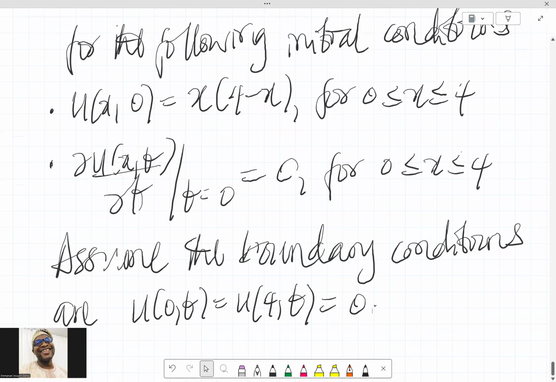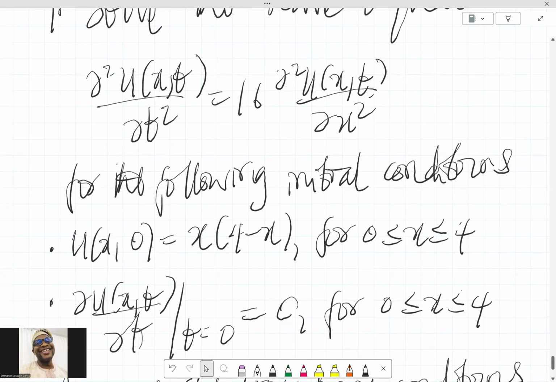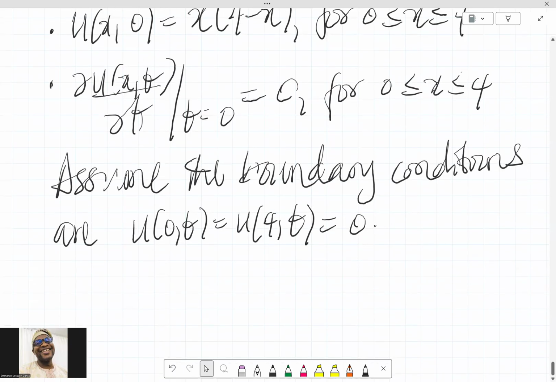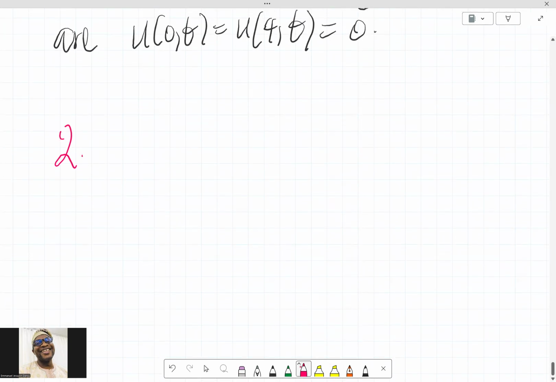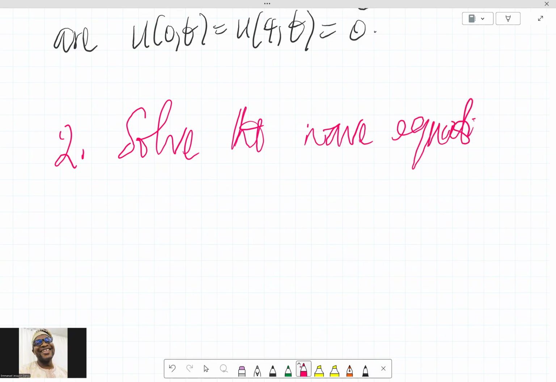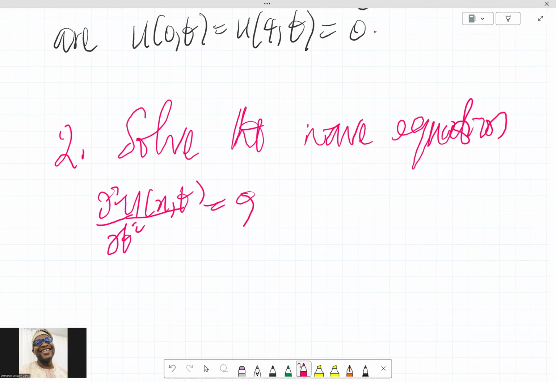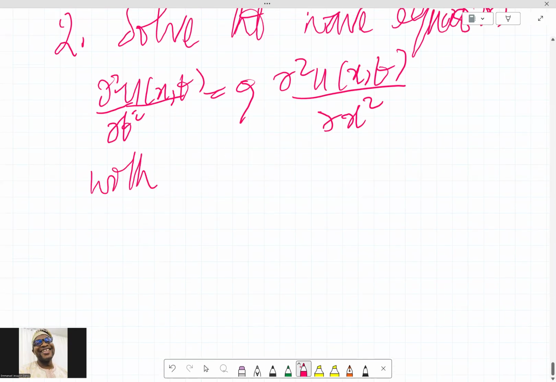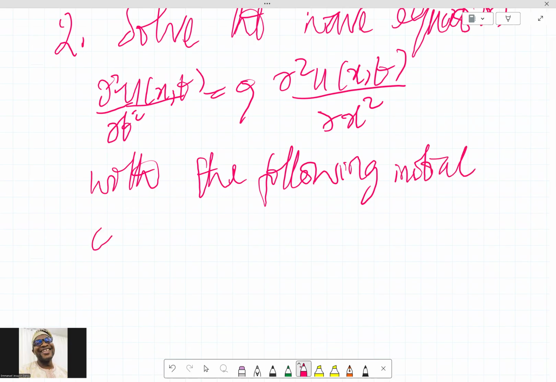Let me take one more. Number two, solve the wave equation, partial squared u, partial t squared, that's u of x comma t, equals 9 partial squared u of x comma t of partial x squared with the following initial conditions.